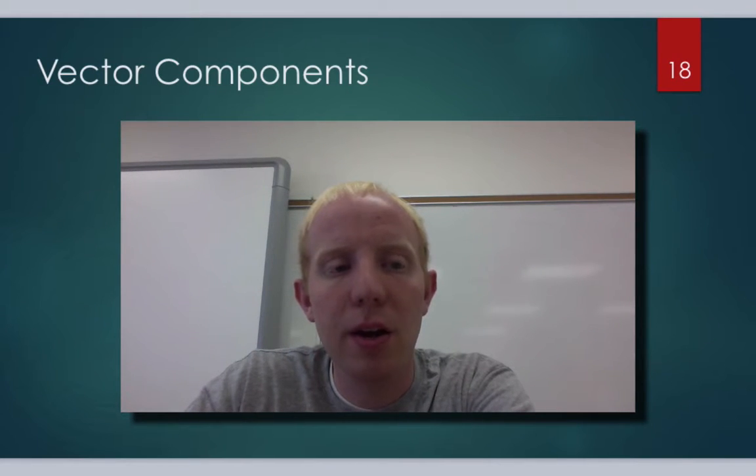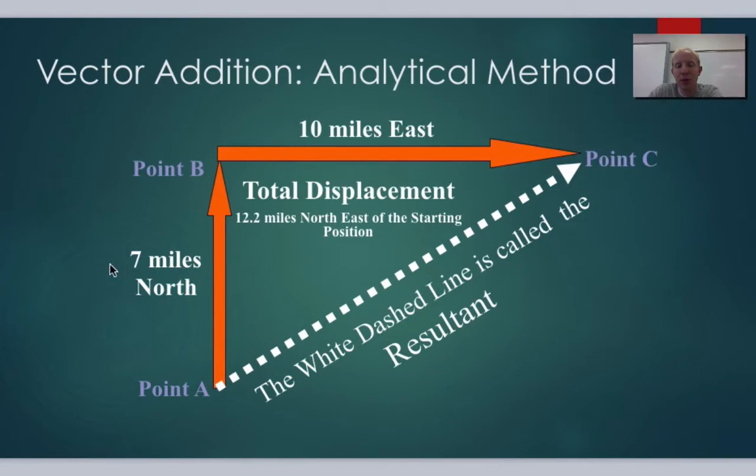We're going to have to go back to our algebra and geometry classes and go back to the Pythagorean theorem. When we're trying to add vectors analytically, or basically just mathematically, we're going to need to know the Pythagorean theorem. For example, let's say we have a vector that's up 7 miles to the north and another vector that's 10 miles to the east.